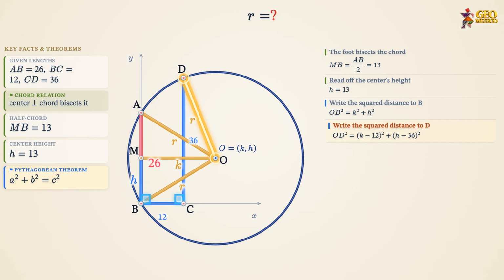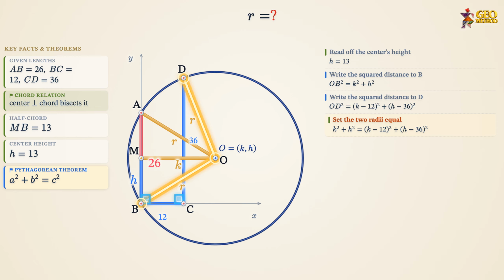Do the same for D at (12, 36). The squared distance segment OD is (k minus 12) squared plus (h minus 36) squared. This is the second radius, and it will pin the center sideways.